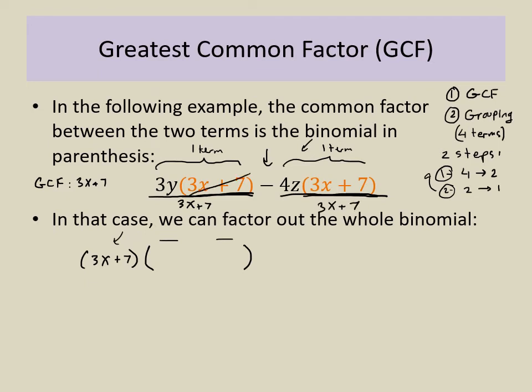So the 3x plus 7 factor on top cancels the whole 3x plus 7 on the bottom. And all I have left here is 3y. And then the sign, minus. And for the second term, the 3x plus 7 cancels with that, and all I have left is 4z. And that is the second step in factor by grouping.